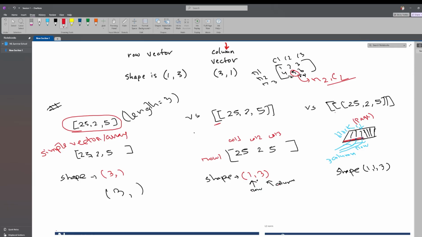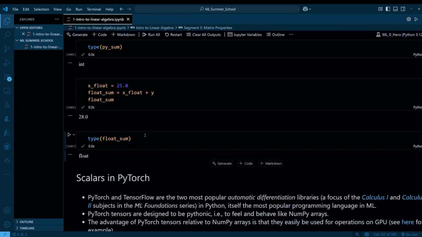Again, if we had one more parenthesis, what happens? It starts thinking that the shape is 1 comma 1 comma 3. This means that, assume there is a whole page, and in the page there is one row, and in that one row there are 3 columns. That's it. So it is getting complicated, right? Okay, let's get back to the code and see how we deal with these problems.